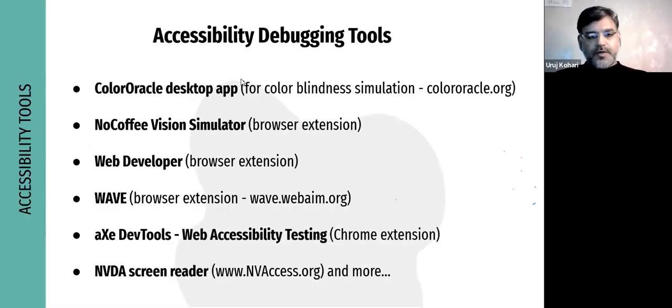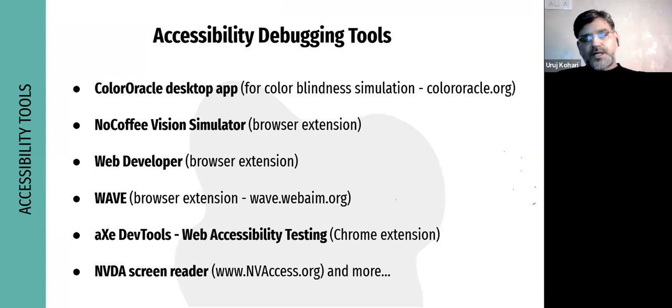Cool. So this is going to be interesting here. We have several debugging tools, even testing tools. And the number one is Color Oracle desktop app. And I'm going to really show you a small demonstration of that. I don't know if some of you guys have already installed it, if you are interested in the subject of accessibility, then awesome. Otherwise, I'll definitely be taking you through that now. Then there is a Coffee vision simulator. How do people with impaired vision see the world? And we'll be able to simulate that right here.